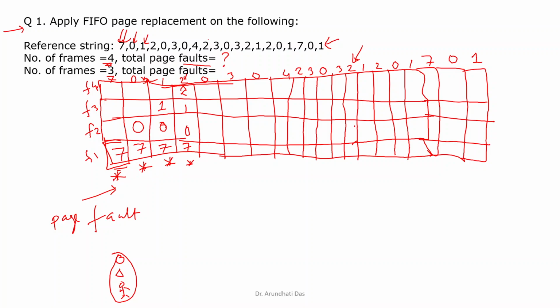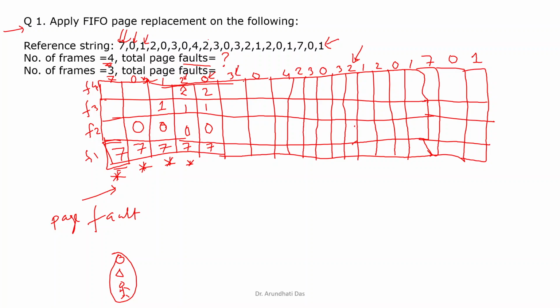Initially, for each required page a page fault will occur, because it is not given whether main memory already has some of the pages or not. So we will assume that main memory is empty. After 2, the next request is 0. I already have 7, 0, 1 and 2 in the main memory. Is 0 there? Yes, so there will not be any page fault.